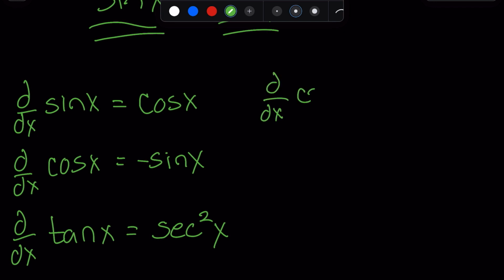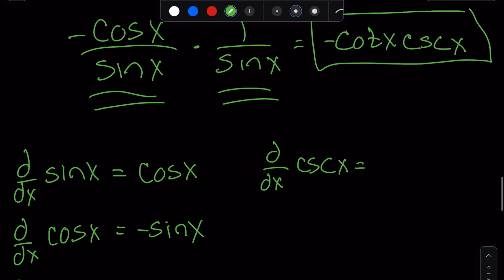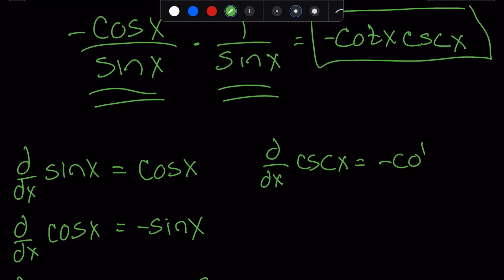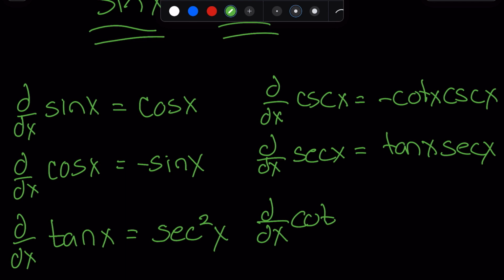Derivative of cosecant was negative cotangent of x, cosecant of x. The derivative of secant, excuse me, was tan of x, secant x. And finally, the derivative of cotangent is negative cosecant squared of x.